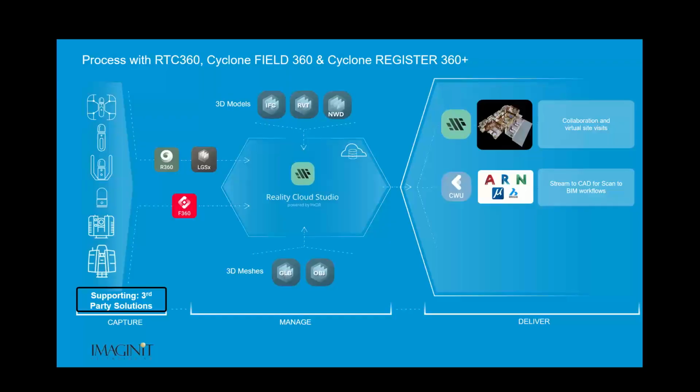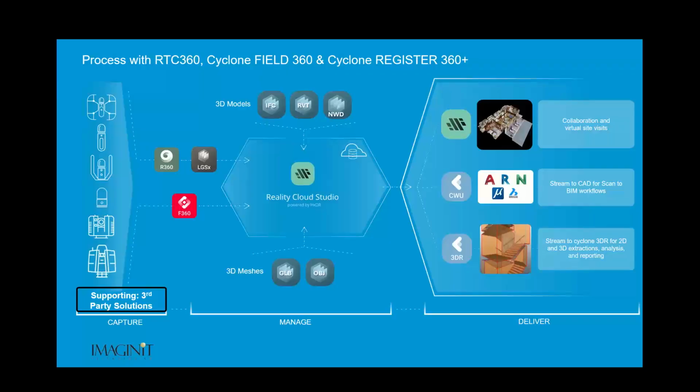We can stream it. So I can stream it through CloudWorks. I can stream to any of my CAD programs. I can stream it directly to AutoCAD or Revit or Navisworks, okay, using CloudWorks. Okay. I can also stream it directly into 3DR. Okay. So if I want to use 3DR, I can stream it from Reality Cloud Studio and bring that into 3DR.